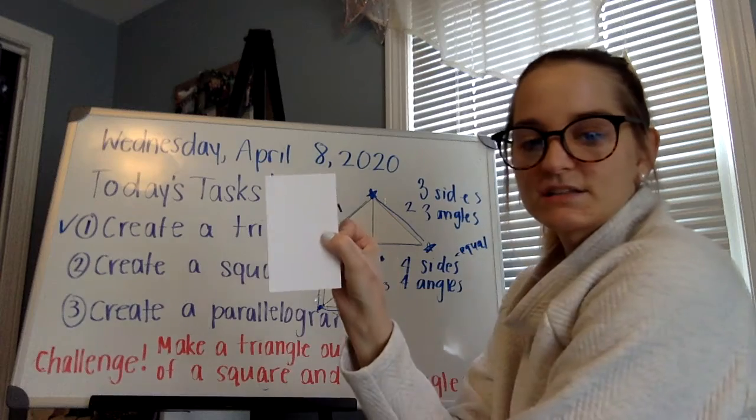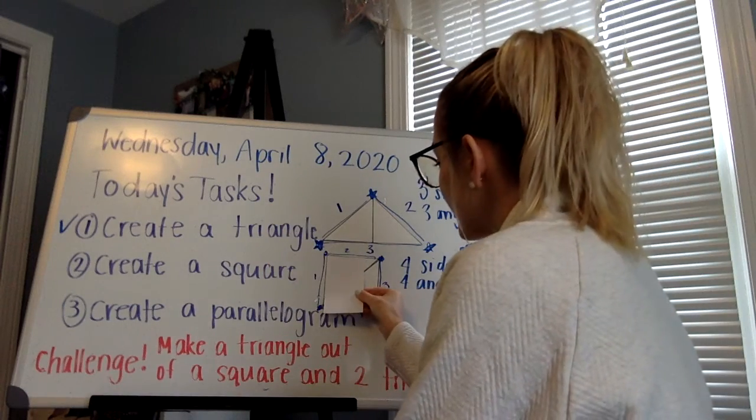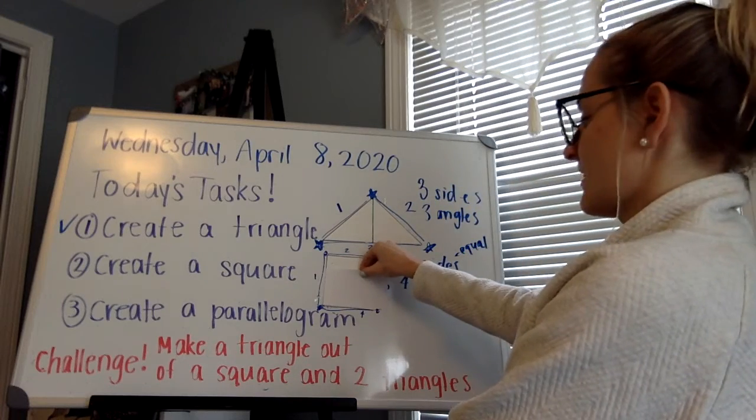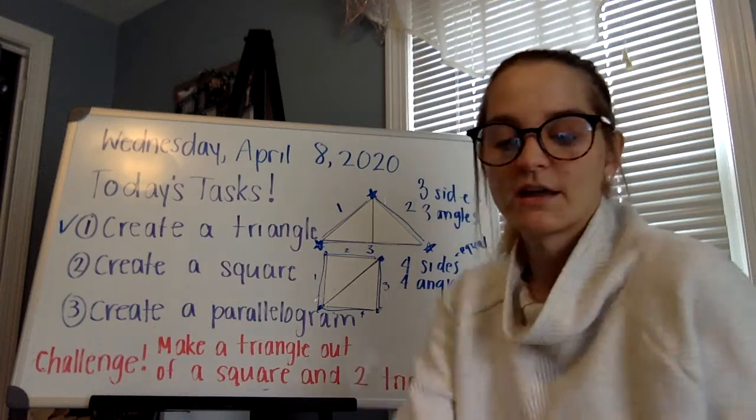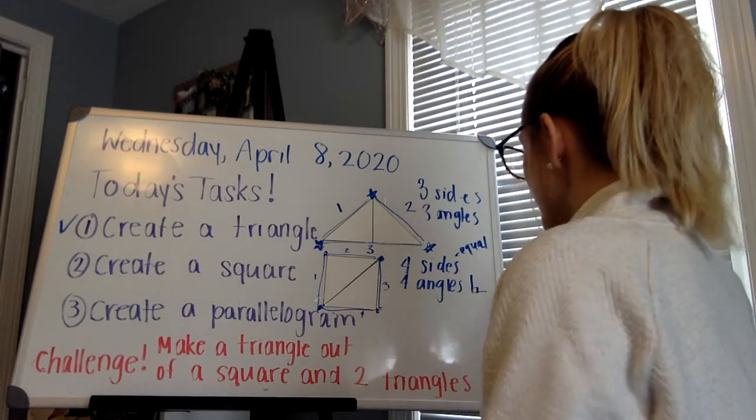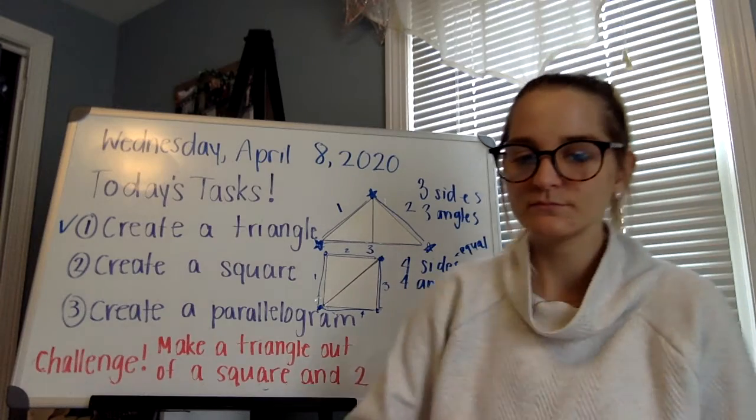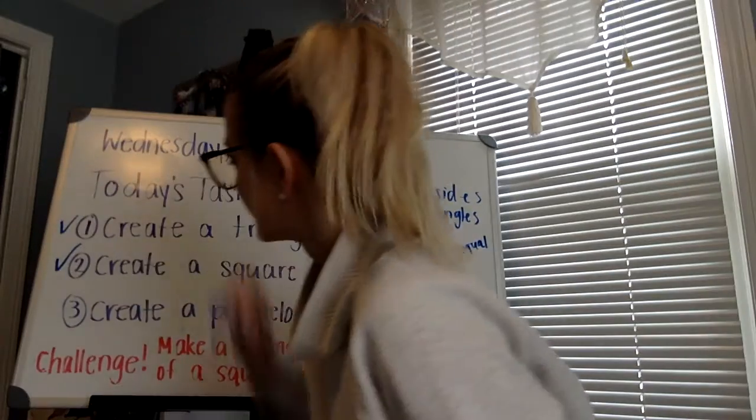So let's hold up this piece of paper that we know has a square corner. And that one is square, that one is square, that one is square, and this one is square. So it has 4 square angles. I'm going to just draw a square angle sign, okay? So we just did our second task, create a square.